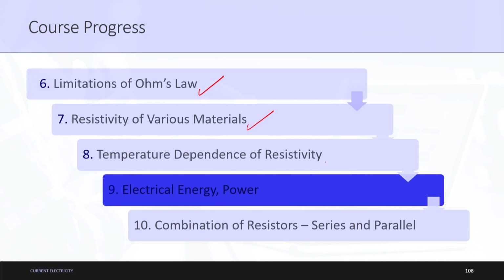In the eighth point was temperature dependent resistivity. Right now we are on this point only, and after this is completed we will go on with the next point, electrical energy and power. So, I think half of current electricity is done.